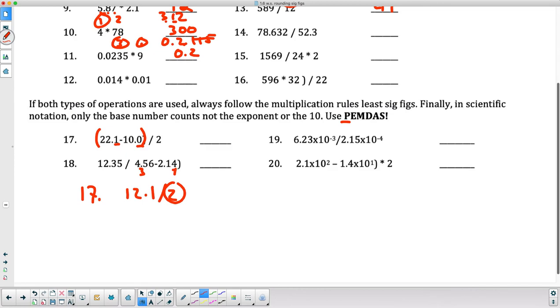So that means, where am I at here? 12.1 divided by 2 equals 6.05, but because I'm rounding off to 1 significant figure, I check to see if that's 5 or higher. It's not. My answer is 6. Okay, so follow PEMDAS. Do the subtraction first because it's within the parentheses, and then do the division. And each time you do it, you check to see how many significant figures you have.